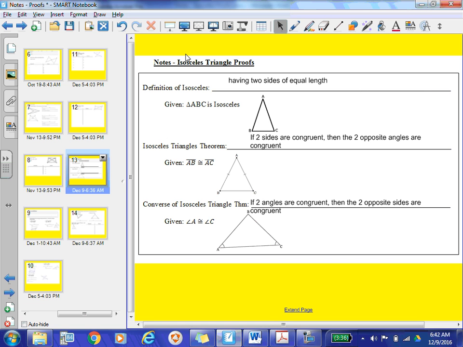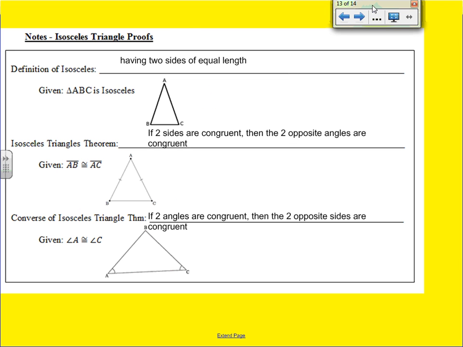Now, if you could please take out or hand out the notes on isosceles triangle proofs. You'll notice first that we have to talk about a little vocabulary before we get started here, because the definition of isosceles is going to be one thing that hopefully you remember from earlier in this unit. The definition of isosceles is when you have two sides of equal length. So in this particular picture, we know that AB is congruent to side AC.